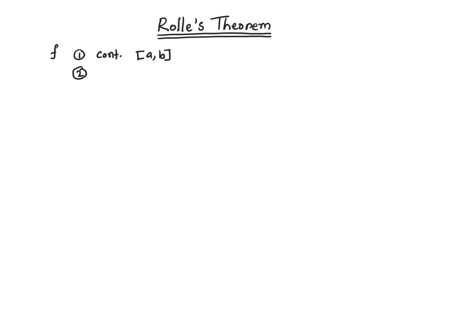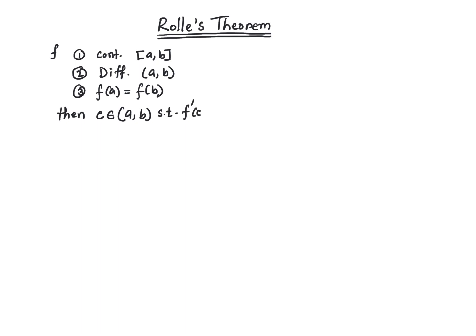Two is differentiable on the open interval (a, b). And three, f of a is equal to f of b. If these three conditions are satisfied, then there is some number c in the open interval (a, b) such that f prime of c is equal to 0.